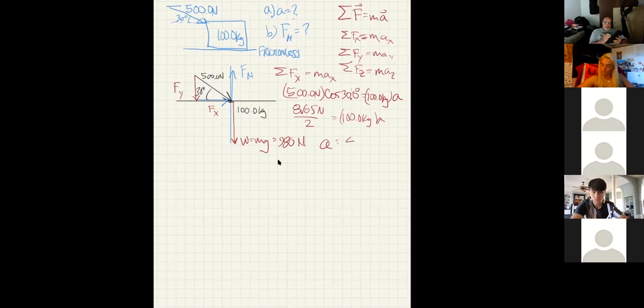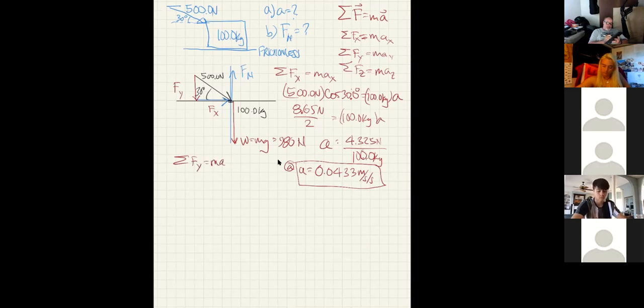So this is about 4.325 newtons divided by 100.0 kilograms. So I already know that A is 0.0433 meters per second every second. That makes sense? Now, the summation of the forces in the y direction, that was part A there. So the summation of forces in the y direction equals mass times acceleration in the y direction.